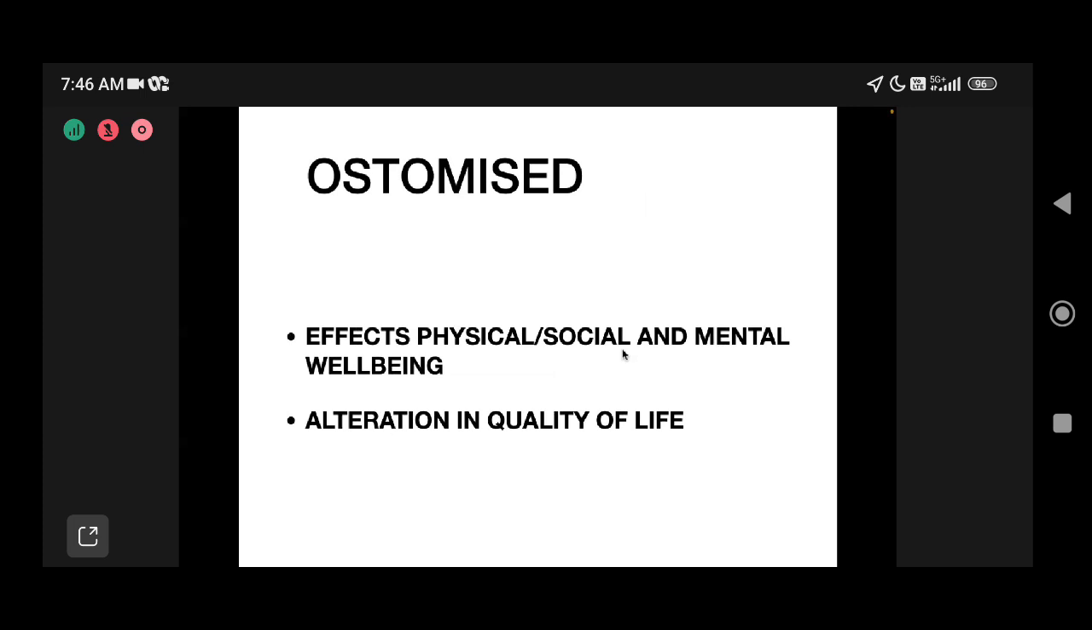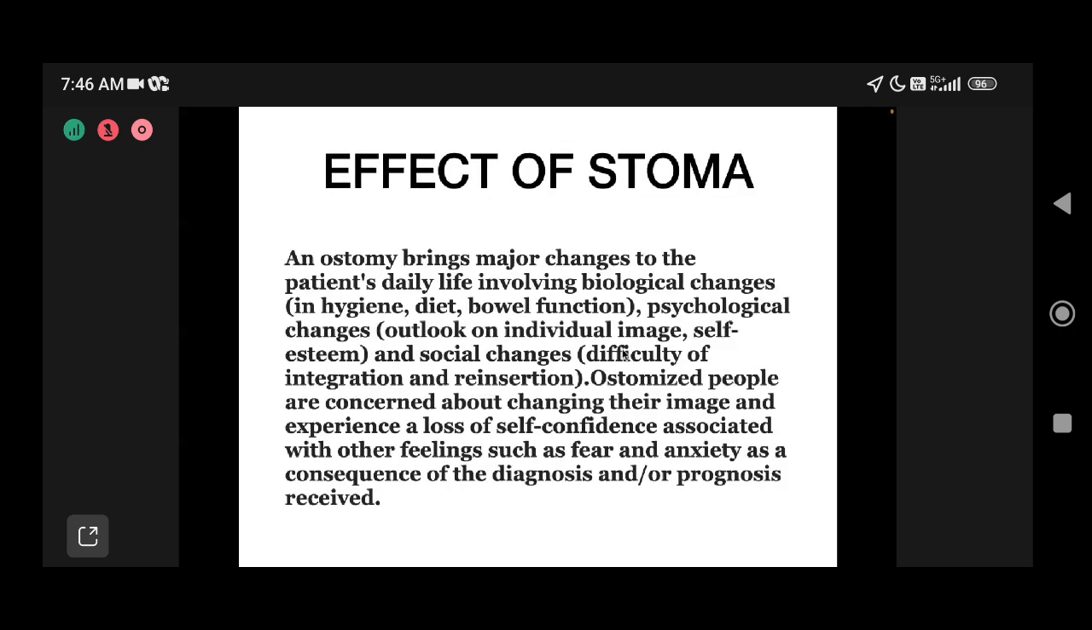Whenever we talk about ostomy, you should know the other side of the coin: whenever we say that the patient has to undergo a stoma, there are a lot of issues. We as surgeons should know that there are not only physical issues, but also social and mental well-being issues which come into practice. This all indirectly reflects on the quality of life. So the normal effects of a stoma, whenever we do the ostomy, are major biological changes which happen in the body. This can be related to hygiene or diet or bowel function.